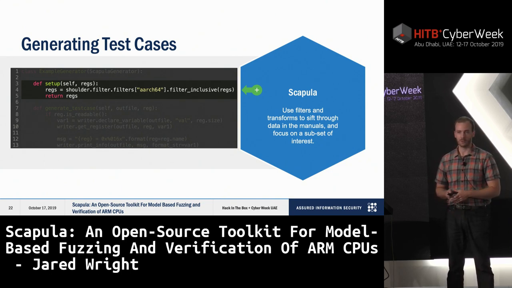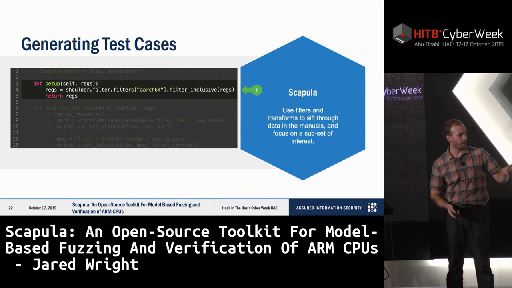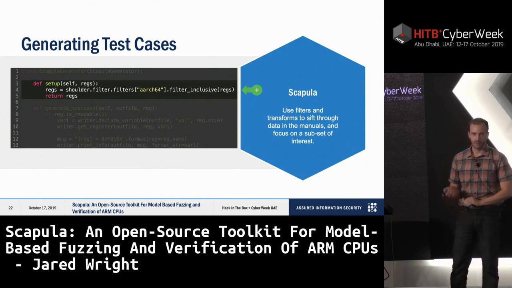So in this example here, if you look at line 4, we're using a filter to include all of the registers that belong to the AArch64 or 64-bit execution state. So it'll ignore all the 32-bit state. And it's also got memory mapped registers, so ignore those as well.